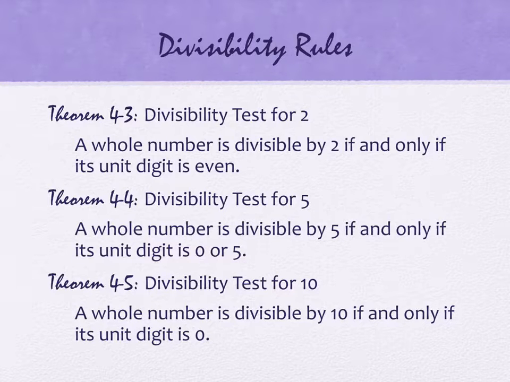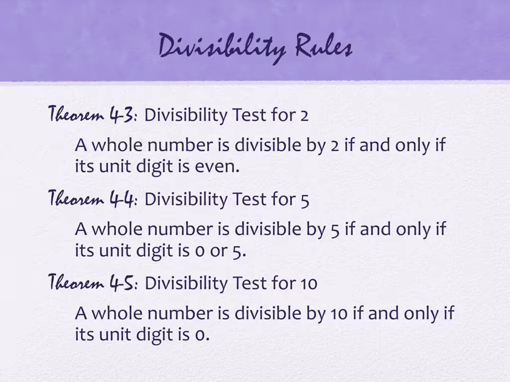And then for the tens divisibility, if the units digit is a 0, it divides by 10. So these three are grouped together because they all have the same process by which you make the decision. You look at the units digit and you make the decision. Is it a 0, 2, 4, 6, or 8? Then it's even.